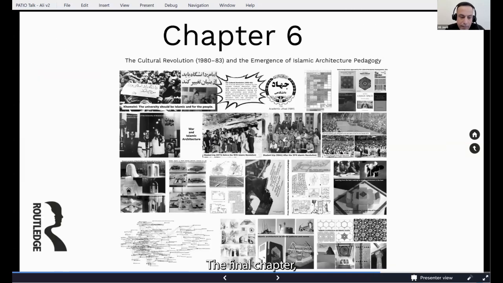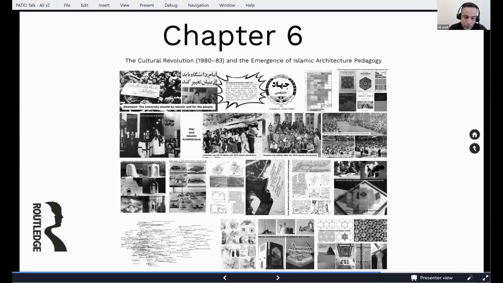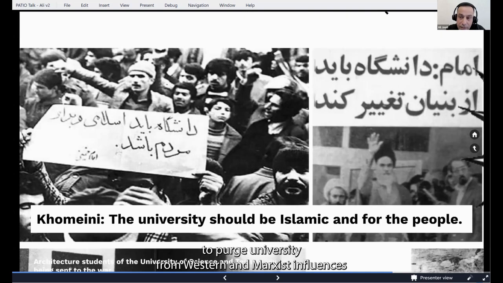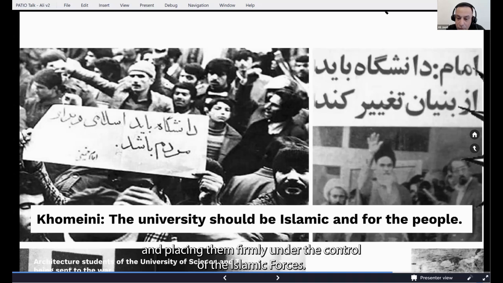The final chapter narrates the purification policies of the Islamic government during the Cultural Revolution from 1980 to 1983, and the subsequent years 1983 to 1990, leading to the strict Islamization of architectural pedagogy. In fact, the Cultural Revolution aimed to purge universities of Western and Marxist influences and place them firmly under the control of the Islamic forces.